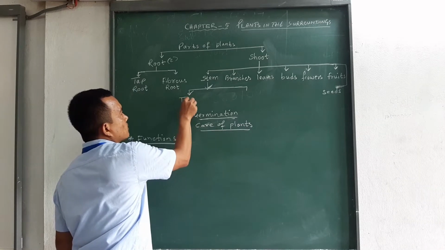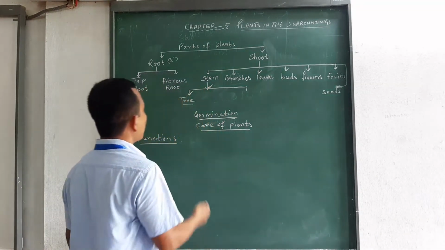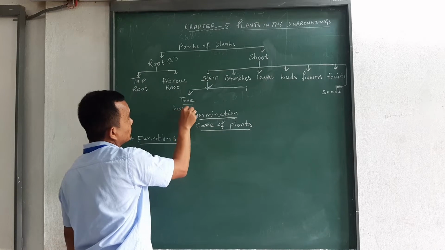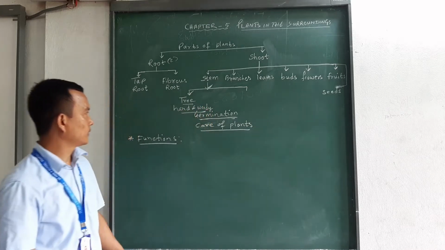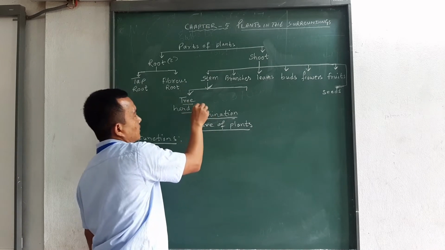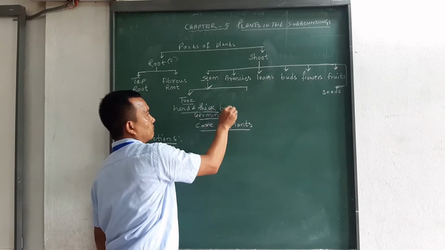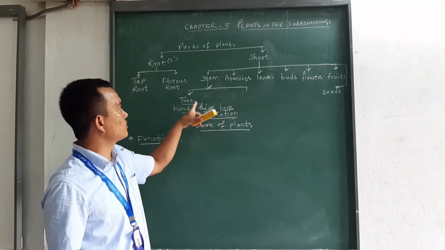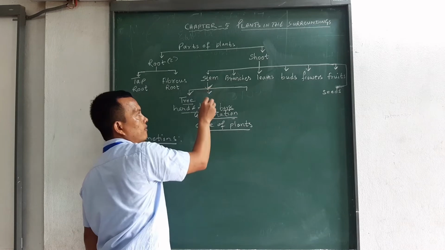the big tree. A tree has got a very hard and woody stem. Hard and woody, or hard and strong, we can say. Thick and hard, hard and thick bark or trunk. So, this type of stem is found in a tree. And secondly, we have herbs.